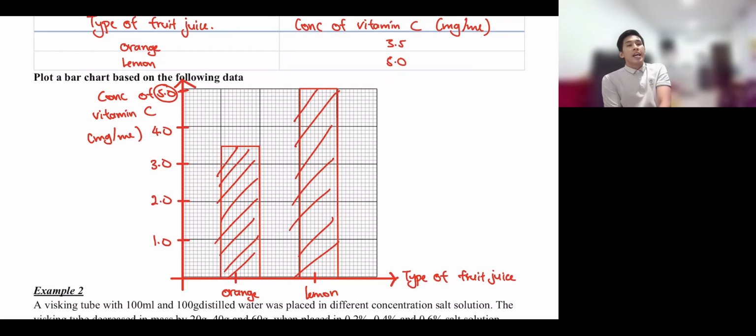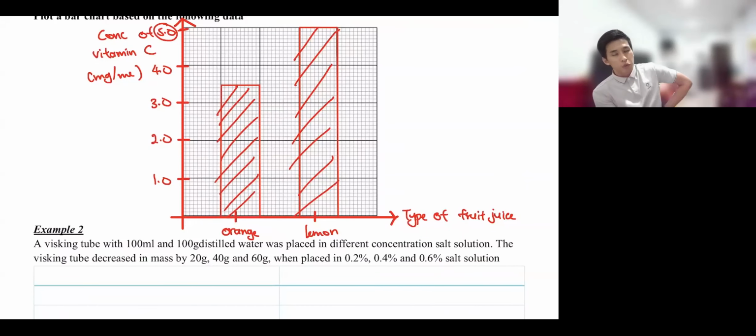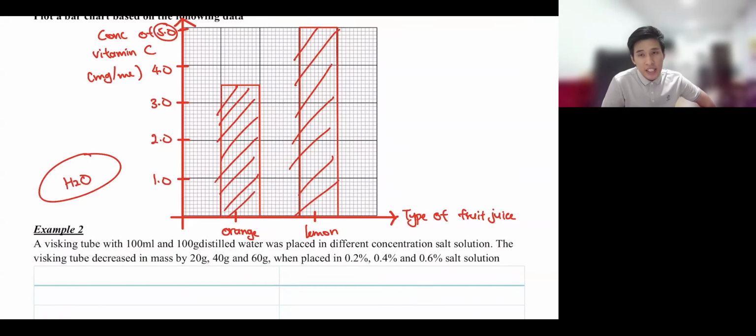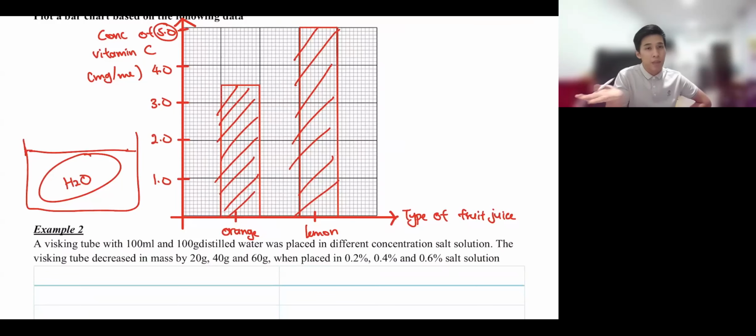Okay. Now, the second one, very easy, this one. You have a few more seconds, then we do the second one. The second one: a whisking tube with 100 ml of 100 gram distilled water. Actually, 100 ml, 100 grams the same. So let's say I got the whisking tube, inside got 100 gram of water. It's placed in different concentrations of salt solution. So this is your chapter 3 thing, the hypertonic one, if you remember. The whisking tube decreased in mass by 20, 40, 60 gram when placed in 0.2, 0.4, 0.6 salt solution.